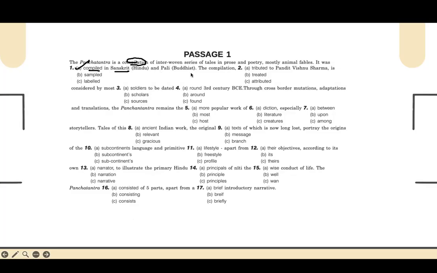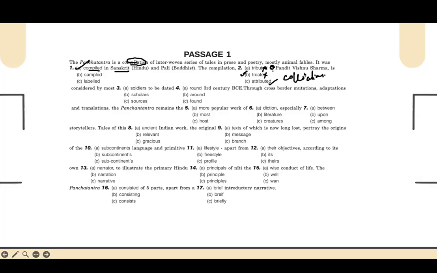Okay. In Pali Buddhist, the compilation, again I told you collocation of words, right? Here it is already two. The compilation tributed to? No. The compilation treated to? No. The compilation attributed to? Correct. Collocation. Some words are used together. Okay. Tributed is an incorrect form, not used in standard English. Treated means handled or dealt with, which is not suitable here.